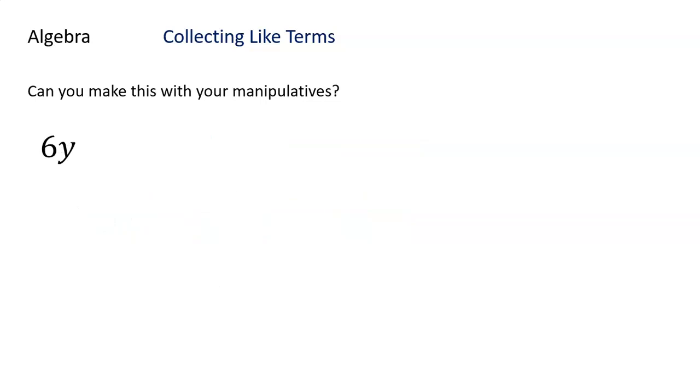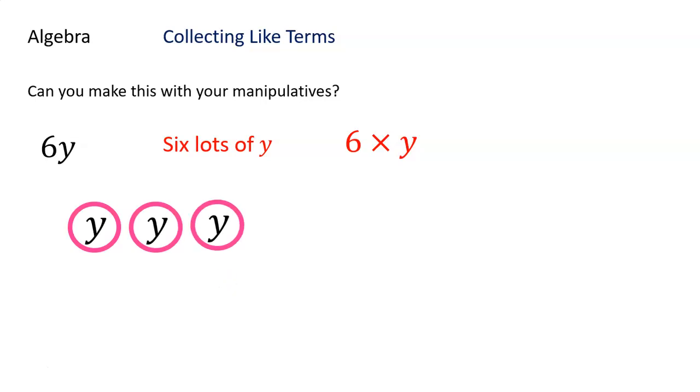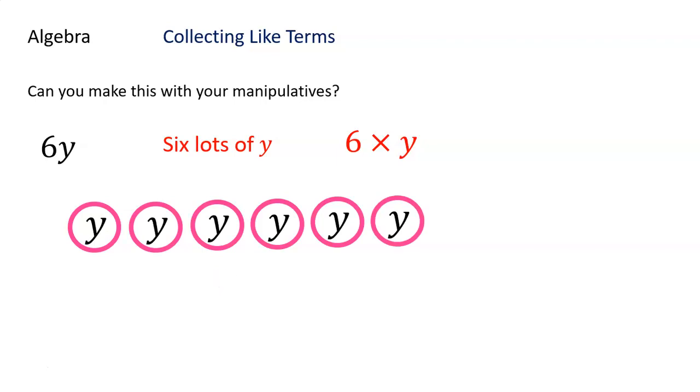We might also have a different variable. For example, we could have the variable y. 6y means 6 lots of y, or 6 multiplied by y. And we can represent this with 6 counters, each one representing 1y. So altogether we have 6y.